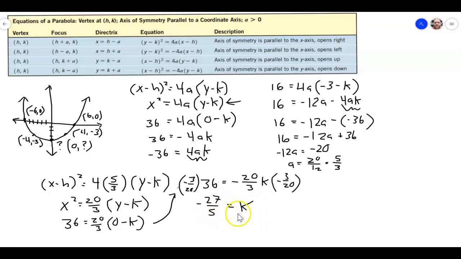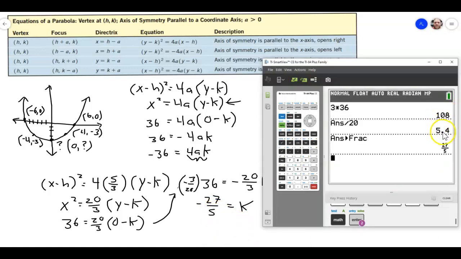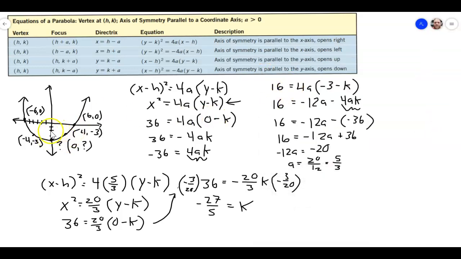So that we just solved for the y value of our vertex. So that means that the y value is exactly negative 5.4. And if we go back here, notice that that makes sense, doesn't it? Because this point here goes to negative 4. This y value here goes to negative 3. So it's still going down. So negative 5.4, that looks just about right.